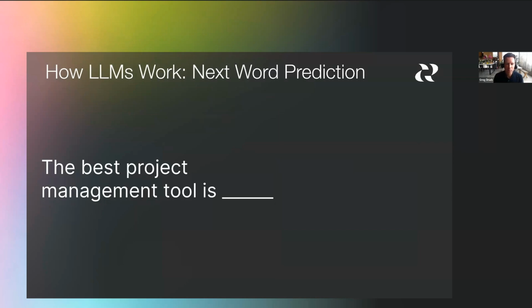As most of you probably know at this point, large language models work by doing next word prediction. Large language models are generating text one word at a time. For example, let's suppose the model has already generated "the best project management tool is," and then there's a blank, and it's going to decide what the next word is. For example, it might decide that the next word is Trello.